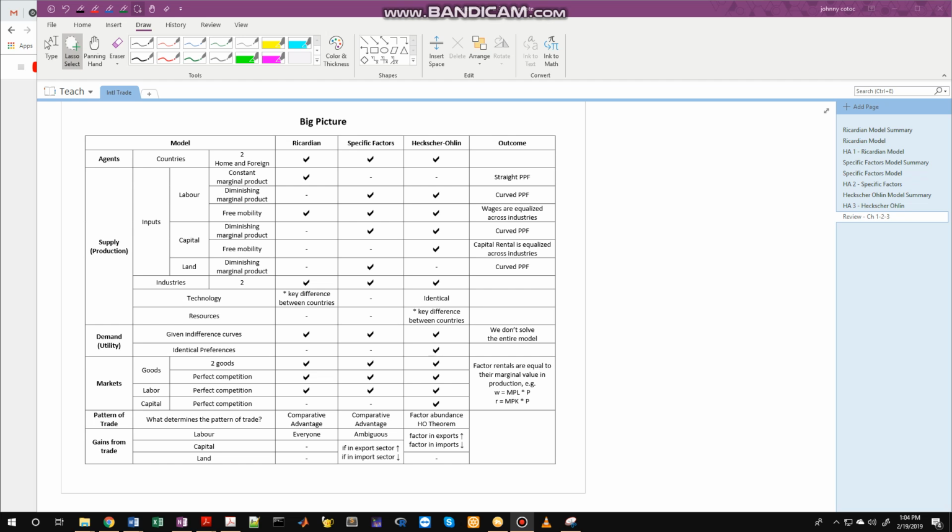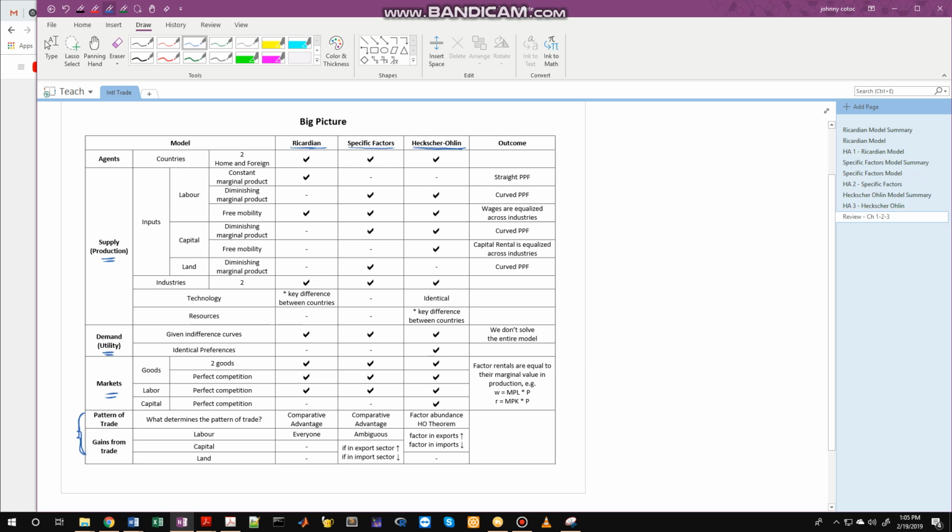So in this table, basically I have set up all the models that we've studied in these chapters side by side. So we have the Ricardian, specific factors model, and the Heckscher-Ohlin model. I begin by discussing basically the setup of the model, the production side, the demand side, and basically the markets. And then I also discuss the main results of each of the models at the bottom.